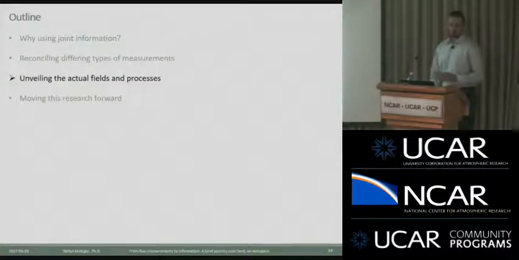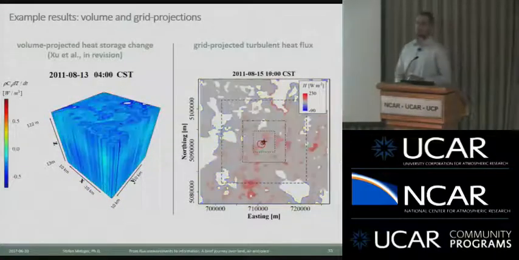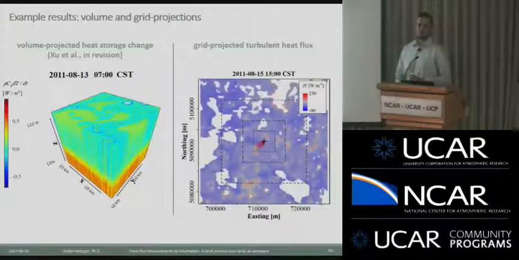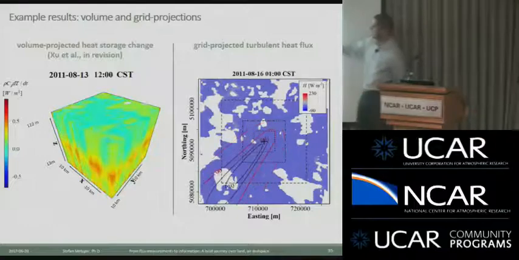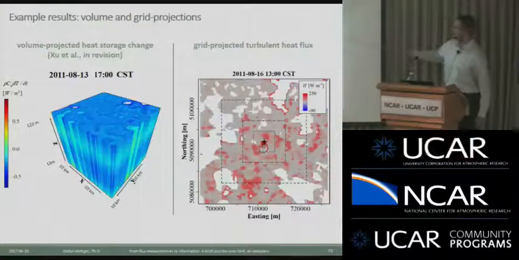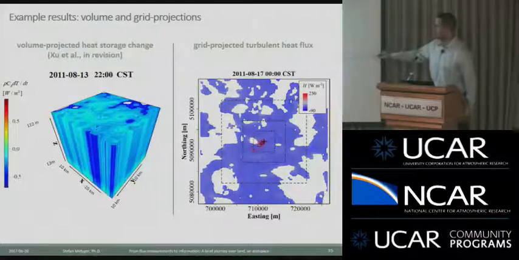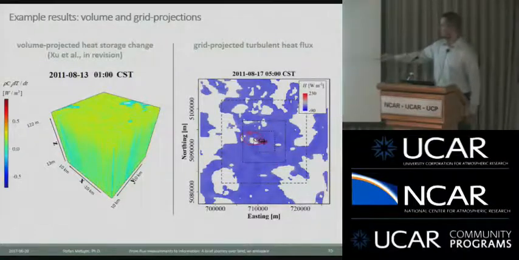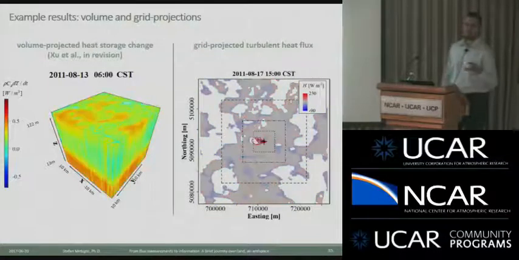So now, let's see what's coming out of that. Unveiling the actual fields and processes. What we see here are time slices for applying environmental response function as a transfer function. Here for the volume projected heat storage exchange and the grid projected turbulent heat flux. And what you can see particularly well here in the turbulent heat flux is that the source area of the actual tower observation in this case is jumping around wildly. So every, in this case, half hour or hour is representing a very different surface patch.